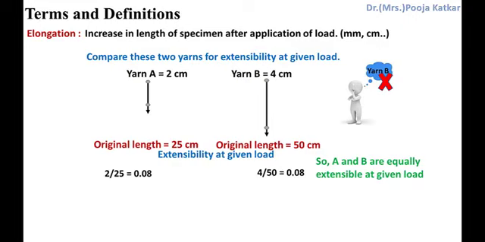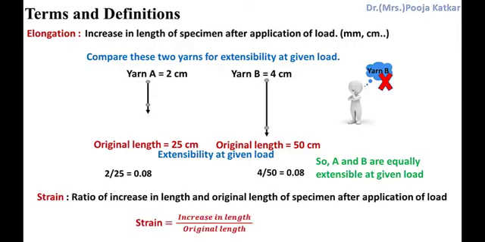We have to consider the test length or original length of the specimen. When you include the original length or test length of the sample while expressing the increase in length of the specimen, we get a new term called strain. Strain is therefore defined as the ratio of increase in length and original length of the sample. And the strain term therefore can be used for comparing different materials for extensibility.